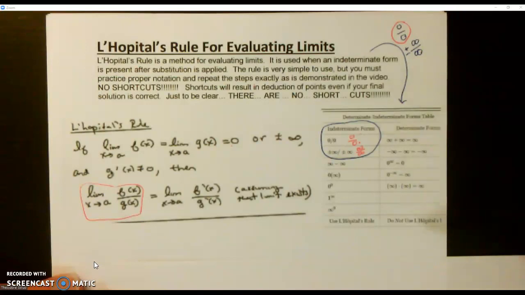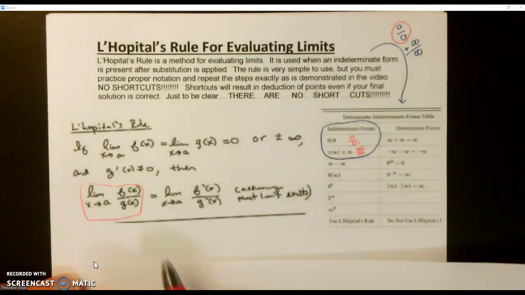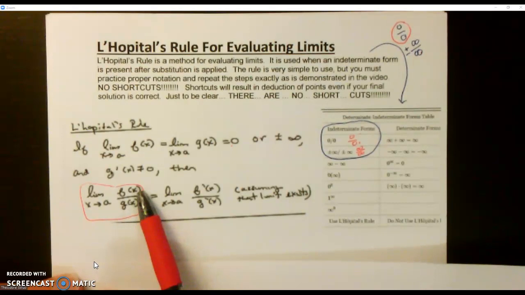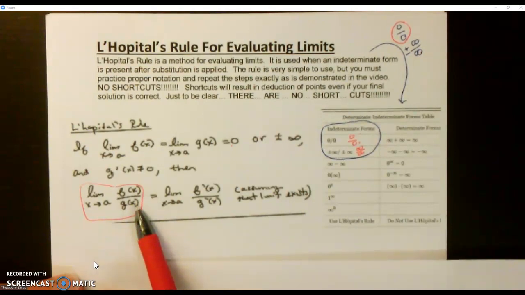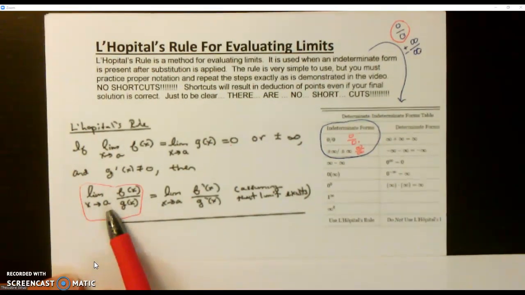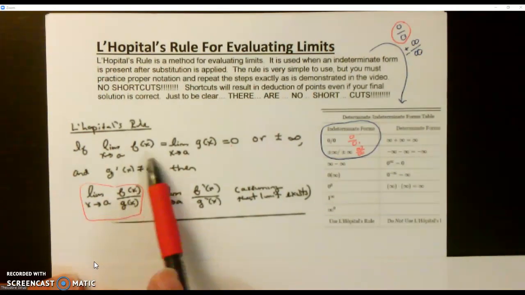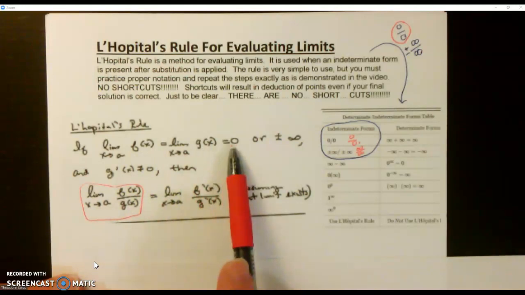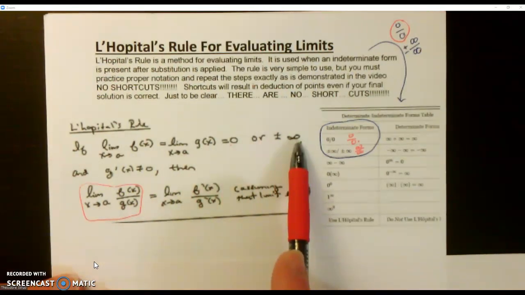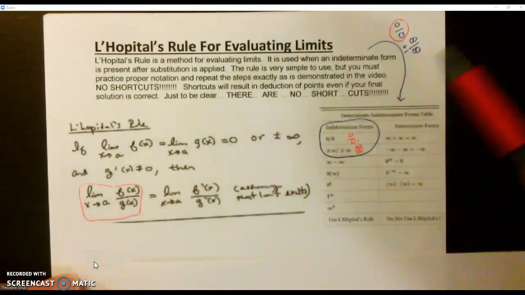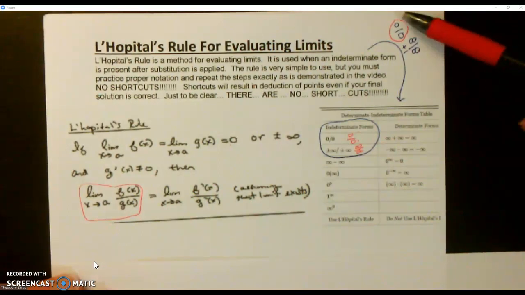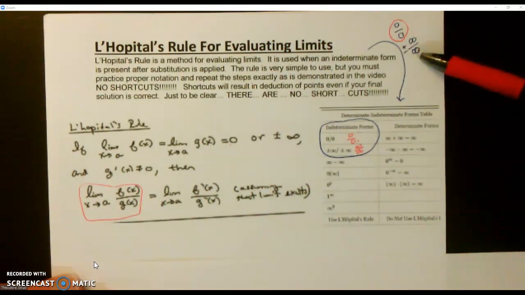So, what is L'Hopital's rule? In general, L'Hopital's rule says if you have a function divided by another function, so if you have a fraction, and you're taking the limit as x goes to a, if you do substitution and both f of a and g of a go to 0 or infinity when x goes to a, then you end up with that indeterminate form, 0 over 0 or infinity over infinity.